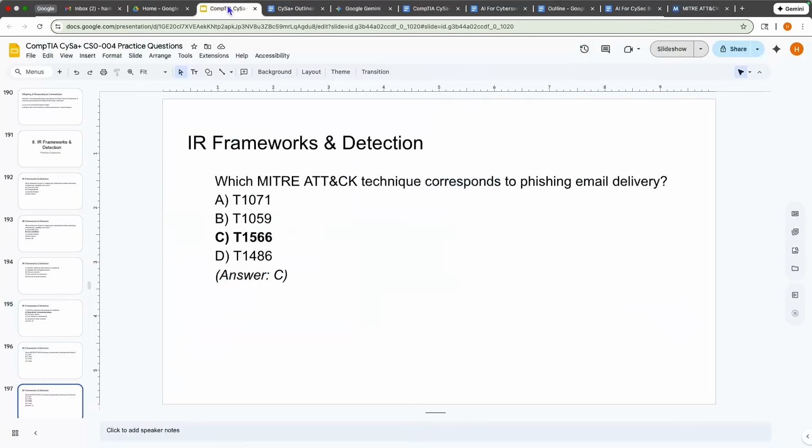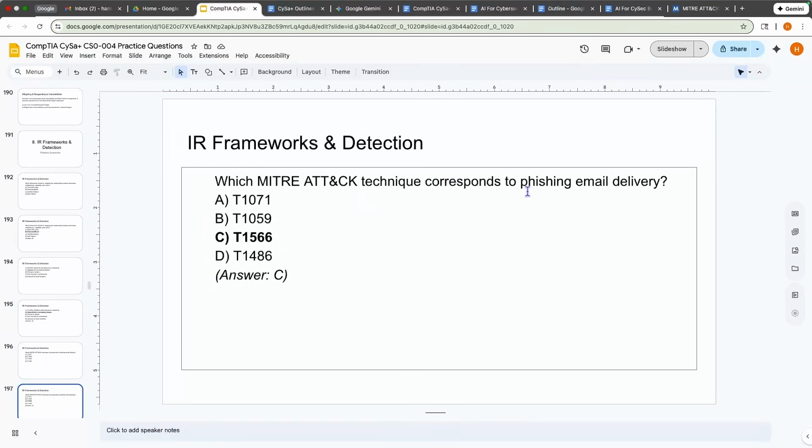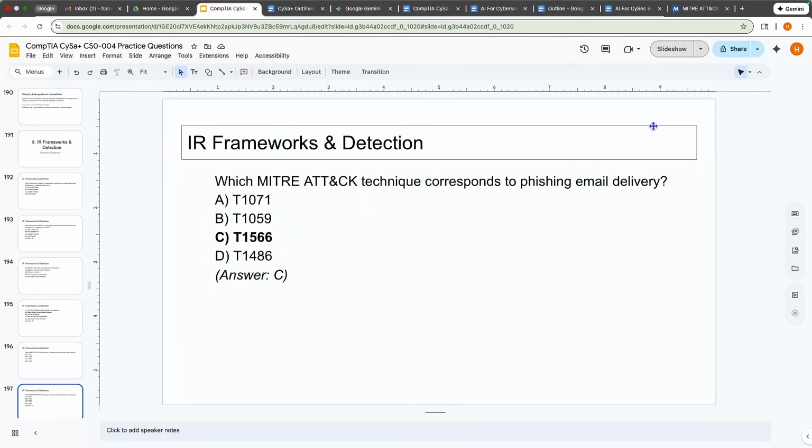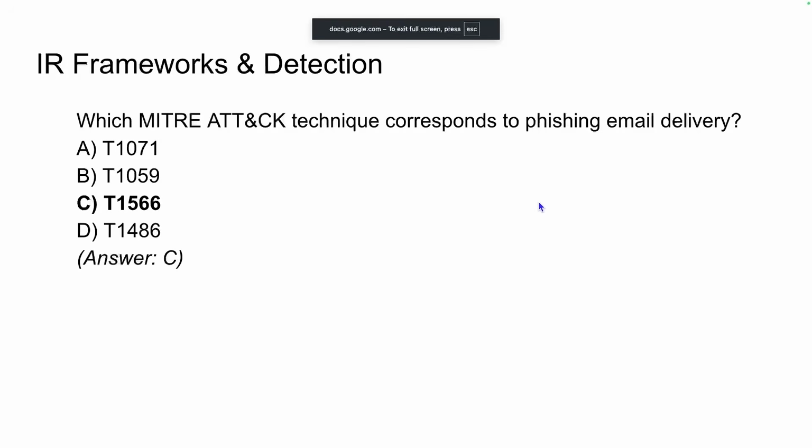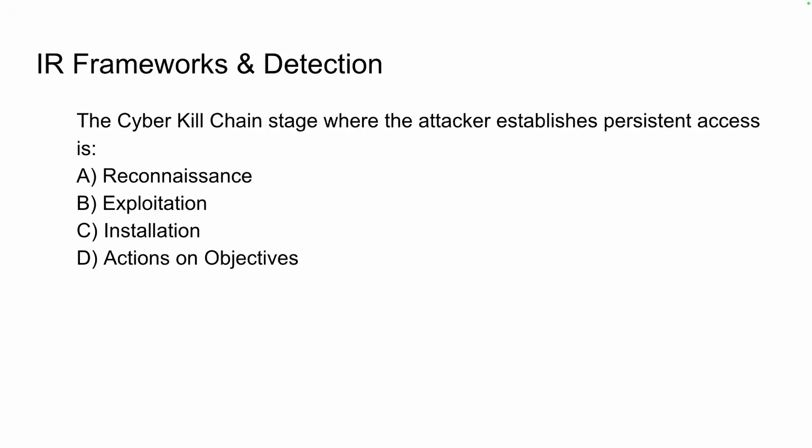So what's the question asking here? It's saying corresponds to phishing email delivery. That's a very generic question. You're not going to get a question like that. That is too obscure of a question. You will not get a question like this. It's not to say that you shouldn't know what these things are, but you will not get a question like this. And I'm kind of shocked that this is even included in our list of questions.